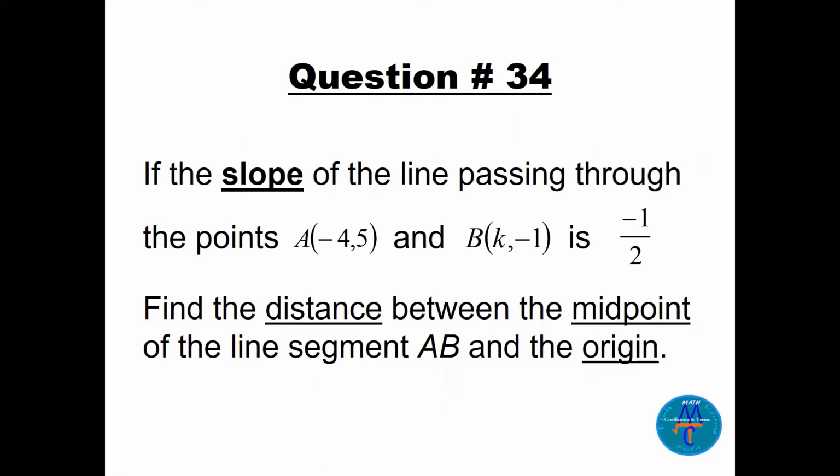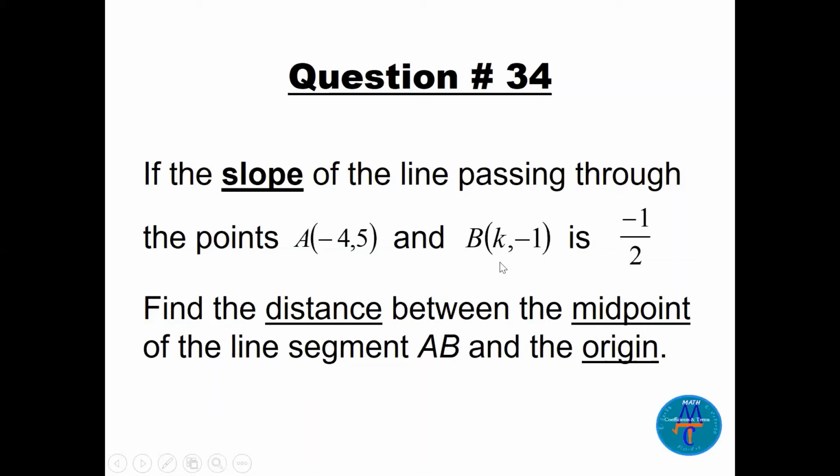When we say find the distance, that means you need 2 points. You have to identify what these 2 points are, not A and B. So you take the midpoint, that's 1 point. Another point is the origin, which is (0, 0). But remember, to find the midpoint of AB, you need k. To find k, go to the slope.